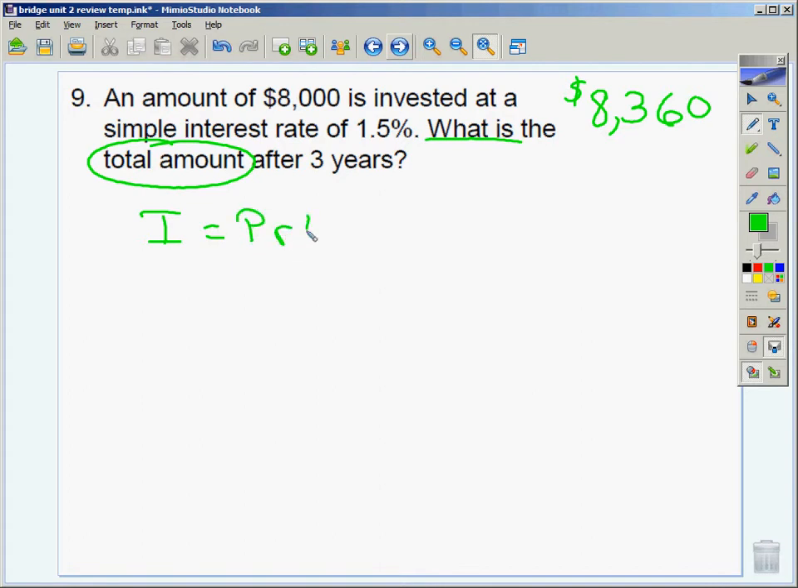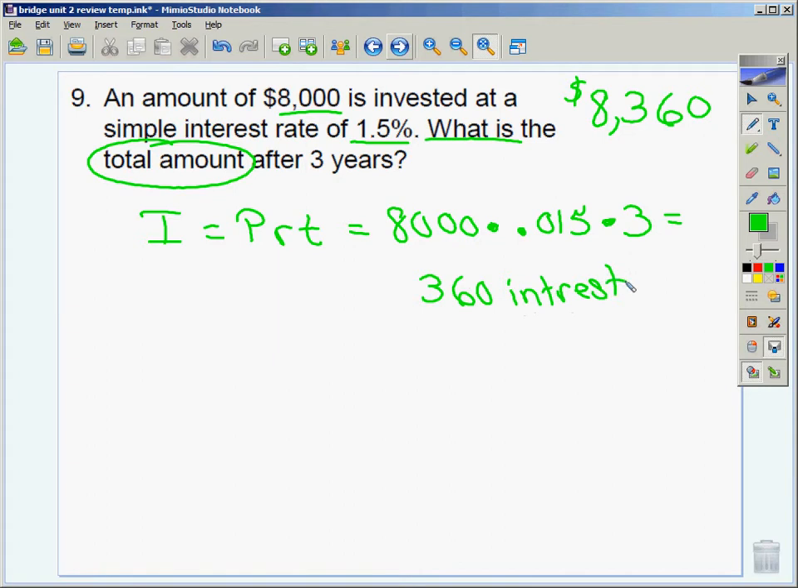I equals PRT. P is the principal, which is 8,000. The rate is 1.5. How many places do I move the decimal? 0.015. T is time, which is going to be what? 3. When I work this out, my interest is $360. That's how much more money I should have. What do I have to add to that? The 8,000 that I started with. Questions on number 9?